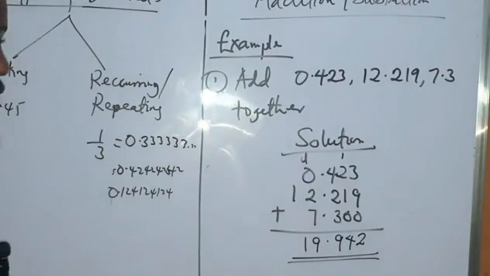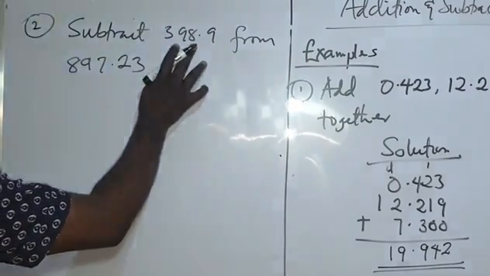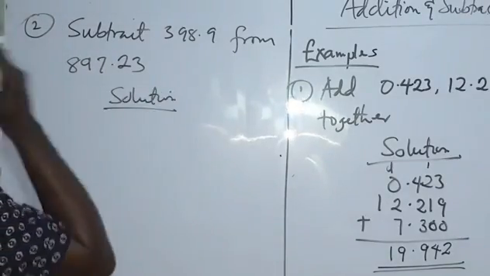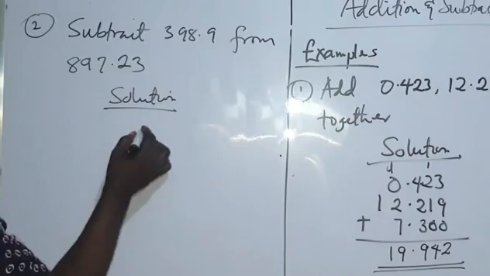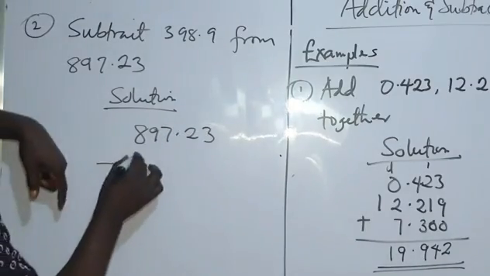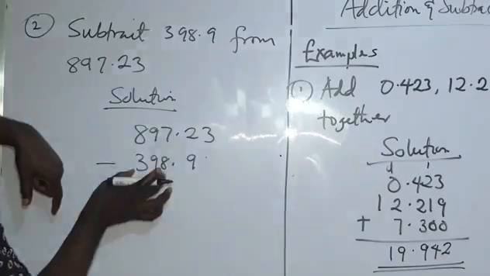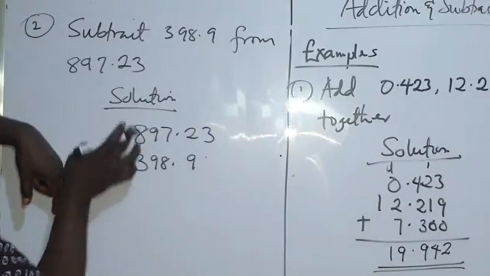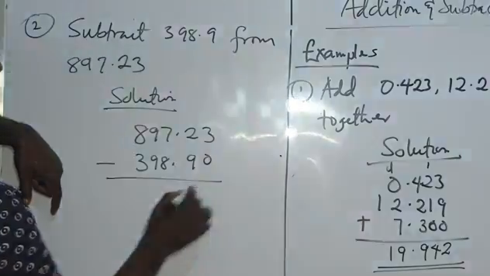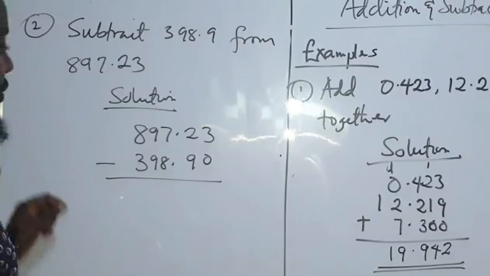If it is subtraction as well, example 2 here. Subtract 3.98, 398.9 from this. So what you're going to do here is straightforward. Which one is bigger? This is bigger, you put it at the top. That will be 897.23 minus 398.9. Then you can see that units under units, tens under tens, hundreds under hundreds, decimal under decimal, tenths under tenths. And we don't have hundredths there, so we have it this way. So the arrangement matters a lot. Don't just arrange it anyhow. That's the most important aspect of it.